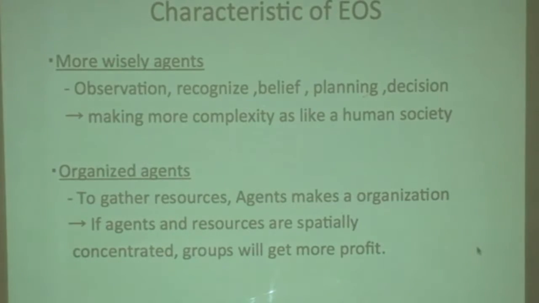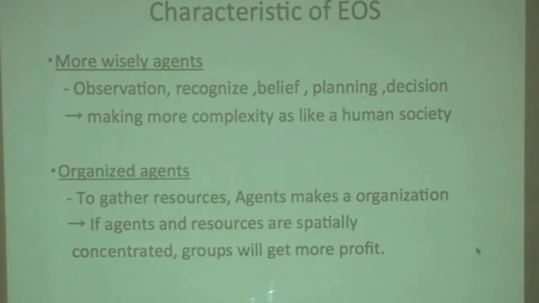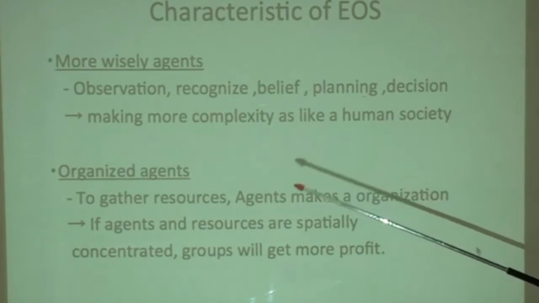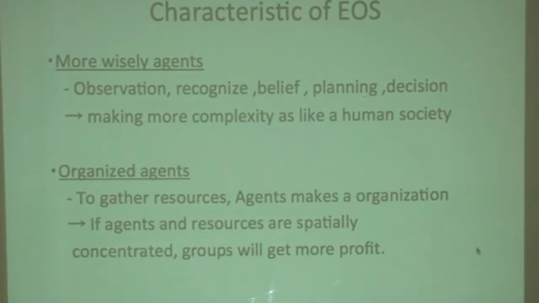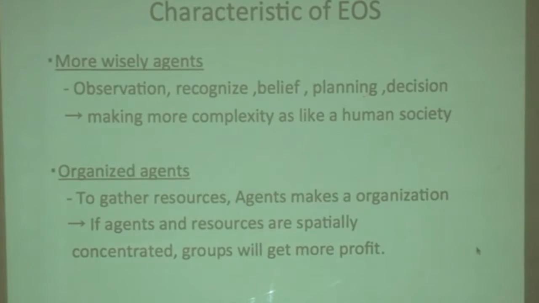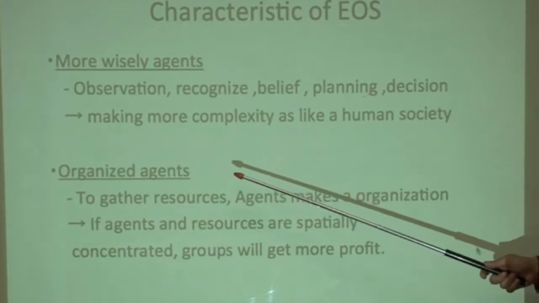In the characteristics of EOS, the agents are wiser. The Sugarscape model has only a little intelligence, but in this EOS, observation recognizes planning and decisions, as Mr. Ozaki said, with accounting factors. So it makes more complexity, like a human society, with more organizing agents.